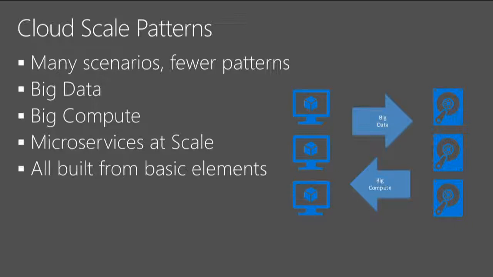We also see demand for stuff like microservices at scale, so things like using enormous number of containers on a large number of machines. So while there are a lot of scenarios and fewer patterns, they're all actually built from a very few basic elements: VMs, containers, storage. So how do you break this down?